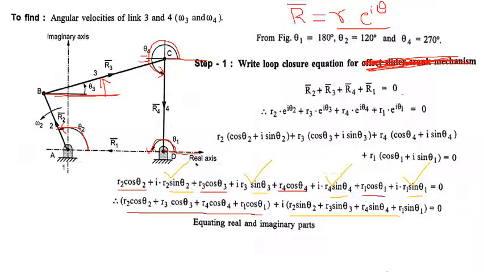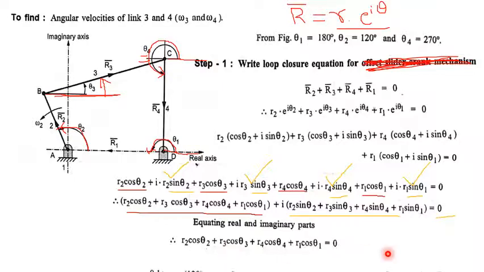Here the speciality of this equation is that the right-hand side is 0. Therefore we can select either the real part or the imaginary part in order to find the unknown values. So first I will consider the real part. This is the real part: R2 cos theta 2 plus R3 cos theta 3 plus R4 cos theta 4 plus R1 cos theta 1 is equal to 0.